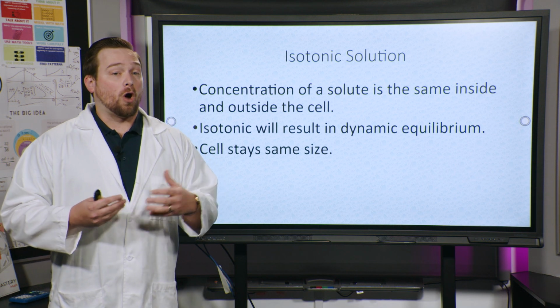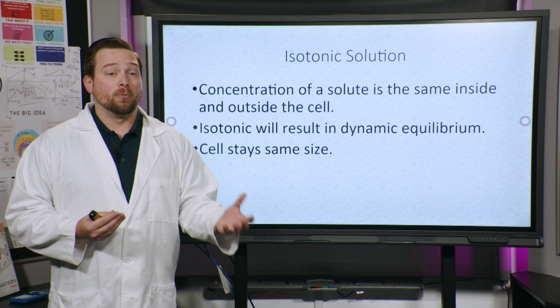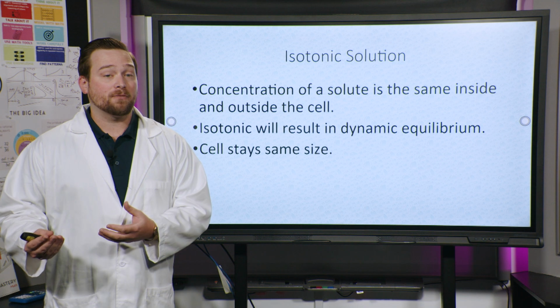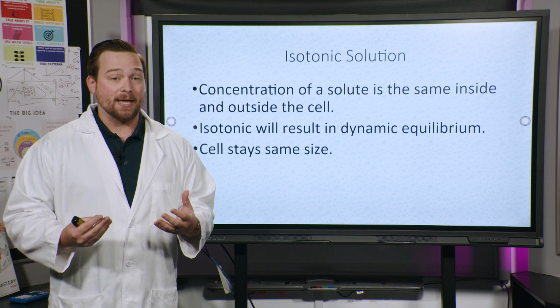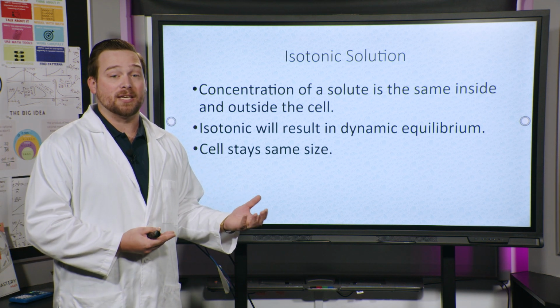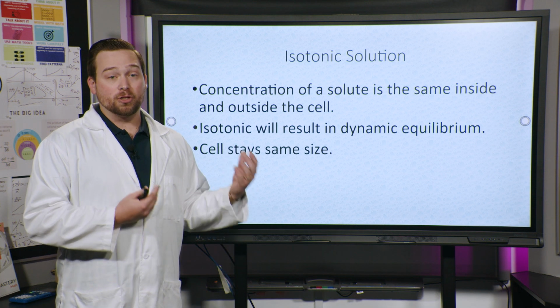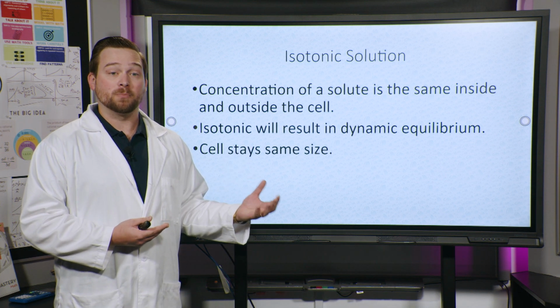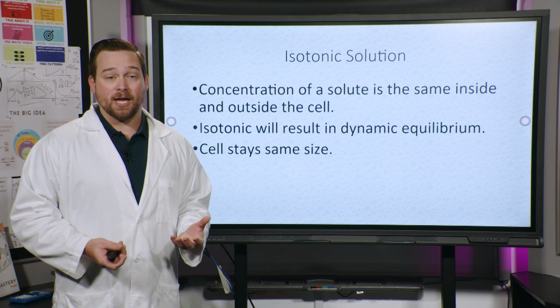But that doesn't mean the water isn't moving around at all. The water is still moving into and out of the cell, but it's at the same rate. And so what that means is that the cell is going to end up staying the same. This is the good type of solution. This is what we want to be in because our cells aren't going to change at all.